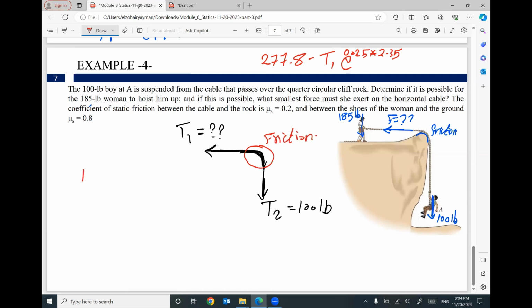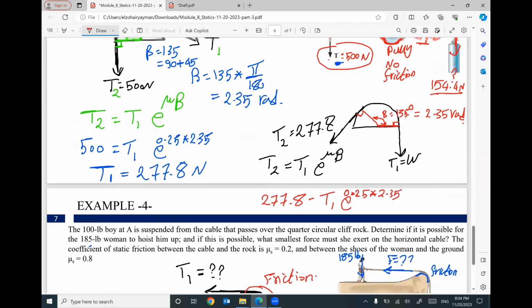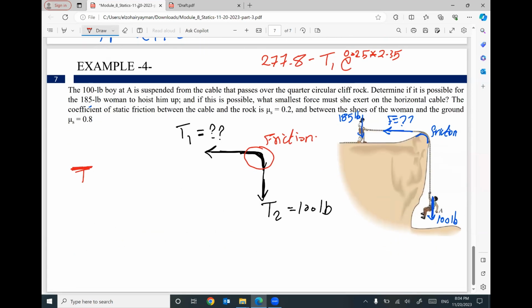So the relationship between T1 and the T2, I'm sorry, this is T2. The force applied by the person is T2, and this is T1. So the value of T2 equal T1 e to power mu times beta. Does that make sense?